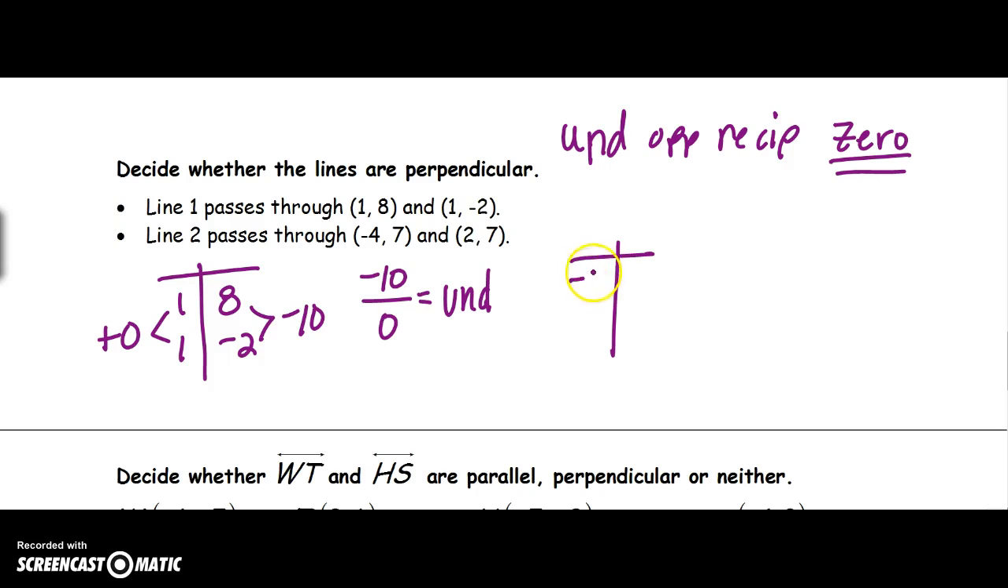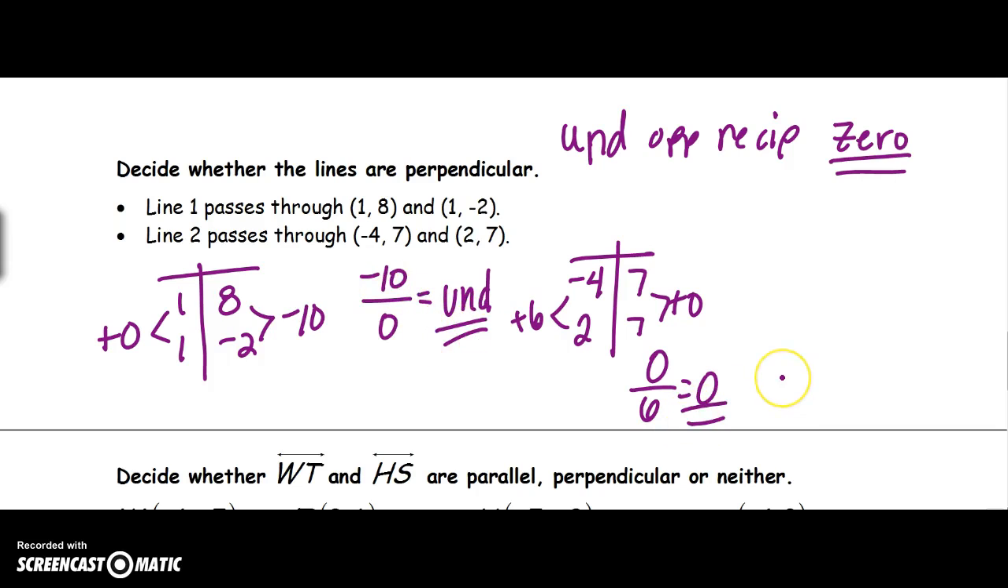So let's try line 2. Here we have (-4, 7) and (2, 7). To get from -4 to 2, you have to add 6. And to get from 7 to 7, you add 0. So here is 0 over 6 or 0. Since undefined and 0 are opposite reciprocals, then line 1, or perpendicular, I'm sorry, is perpendicular to line 2.